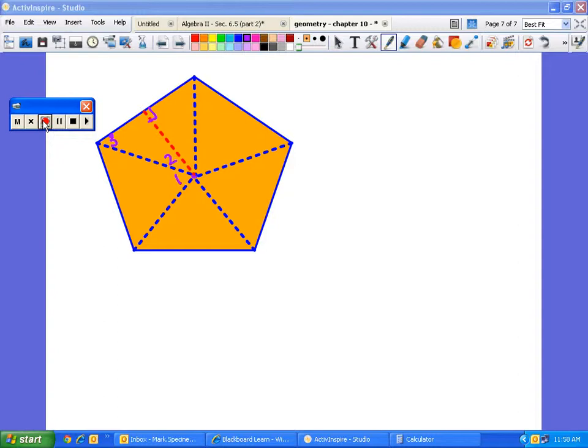You have a question already? Yeah, what are apothems? We just forgot. An apothem is the line segment that goes from the center of the figure to the side of the figure, creating a right angle. So it's a perpendicular line drawn from the side of the figure to the center of the figure. Yes? What is this section called? Finding angle measures.